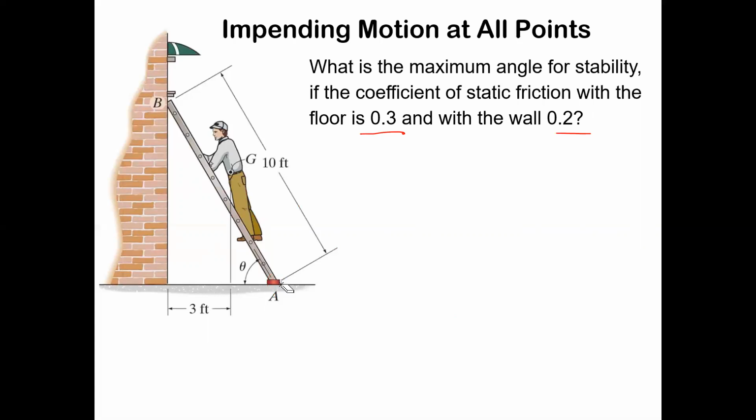And this question, I'm not sure it's worded properly. Let's think this through. What is the maximum angle for stability? I think the maximum angle for stability is 90 degrees. What they really mean is the minimum angle for stability, where it's going to slide down, because if you go more than 90 degrees, you're going to fall backwards. That's not the problem we're interested in. We want to know the minimum angle for stability. If the ladder's like this and you step on it, it's just going to collapse the rest of the way down, right?